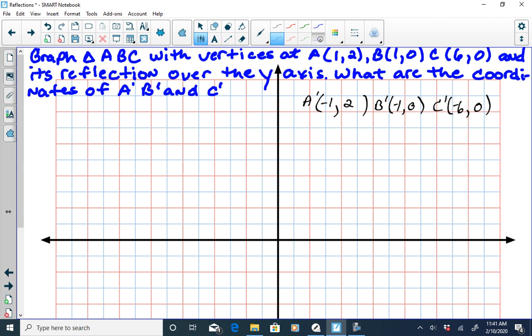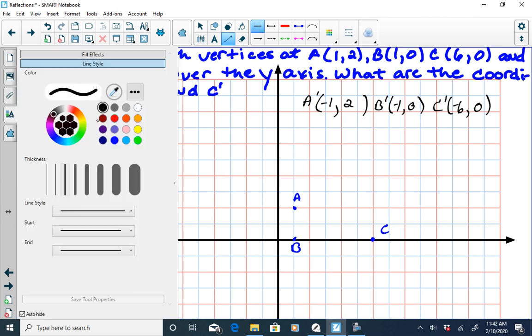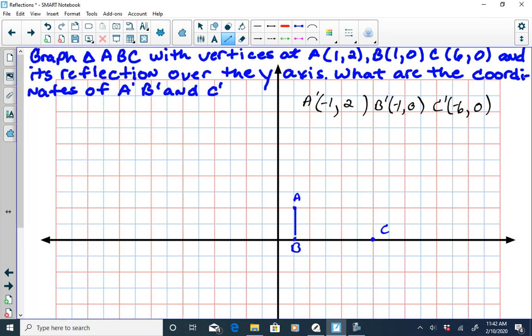All right, I'll do it in blue. We have A at (1, 2). All right, there's point A. Point B is at (1, 0). Here's (1, 0). And point C is at (6, 0). 2, 4, 6, 0. So there's C, and there's B. All right, and that's a triangle. So let's draw our triangle here. All right, make that blue. And we're going to go here, here, and here. All right, but I got to straighten out that other segment a bit. It's just a little crooked. All right, better.